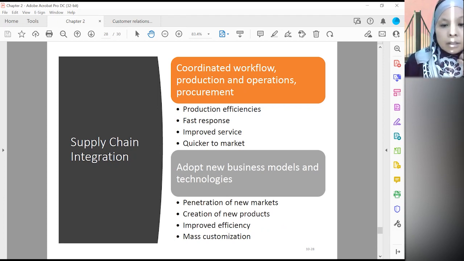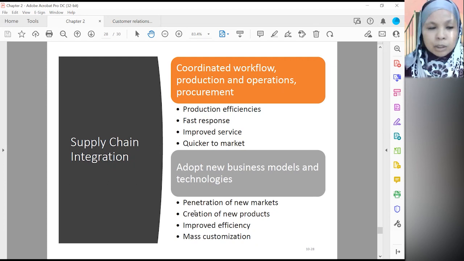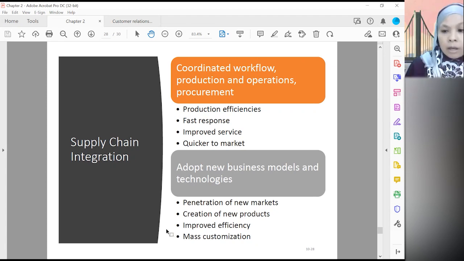Okay, so production is more efficient, fast response, improved service, and your products reach the market faster. Okay, and then of course, based on the information you receive, you can penetrate new markets because you can do some predictions, you understand the customer behavior, therefore you can try to sell your pineapple jams elsewhere, right? So it encourages the creation of new products as well. Maybe you look at a certain area, the pineapple jam tak berapa laku, but strawberry jam is better. So you tend to produce strawberry jam pula. Therefore, again, when we talk about supply chain integration, it improves efficiency in terms of cost, information management, and also production, delivery, everything.